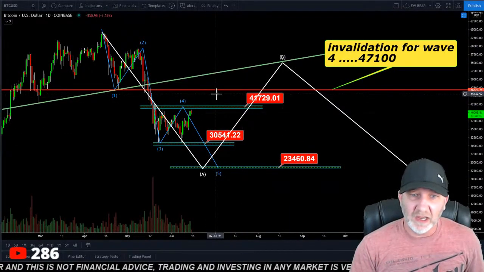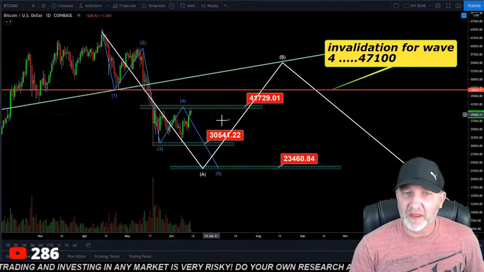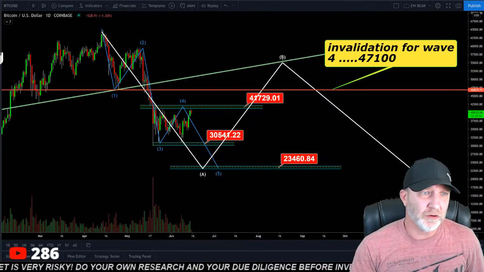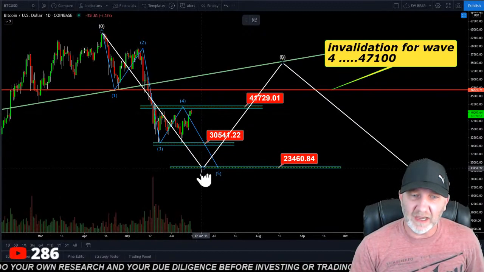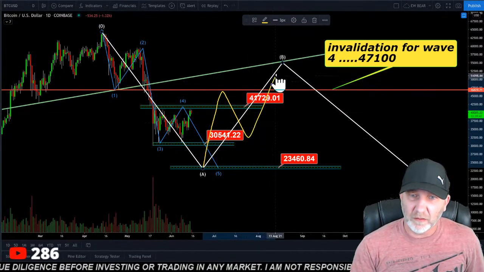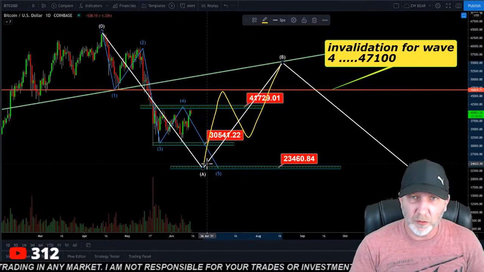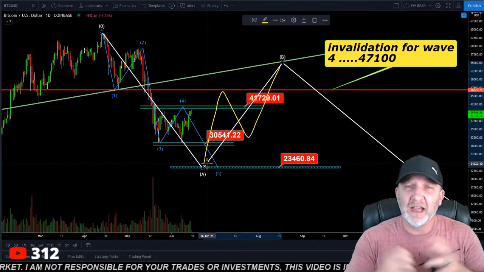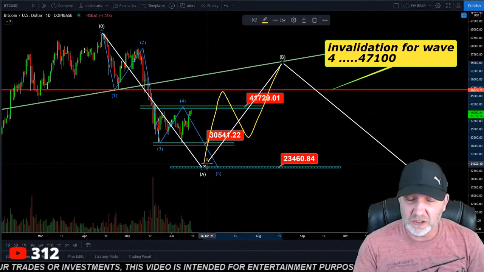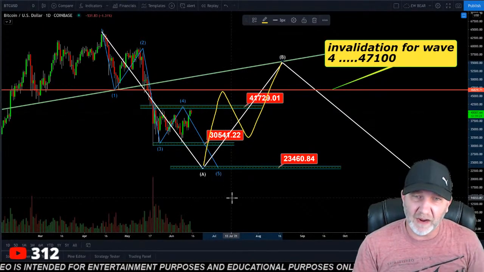If we do get above this 47.1 before coming down to the mid-20s, then that invalidates this count. But until then, this count is valid, and I'm going to show you what this will look like if we do get the A down to here. I do think B will be a 3-wave move to the upside, being a major bull trap, which I think we're in a mini bull trap now. How does a bull trap work? It gets everybody bullish. Otherwise, it wouldn't work. And then it traps them and it continues down. So I do believe we are in a little bull trap for wave 4 now, and then 5 down.